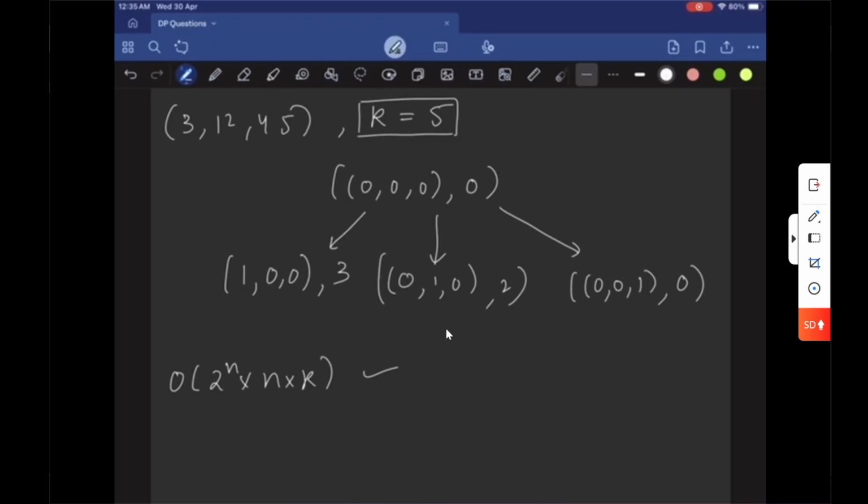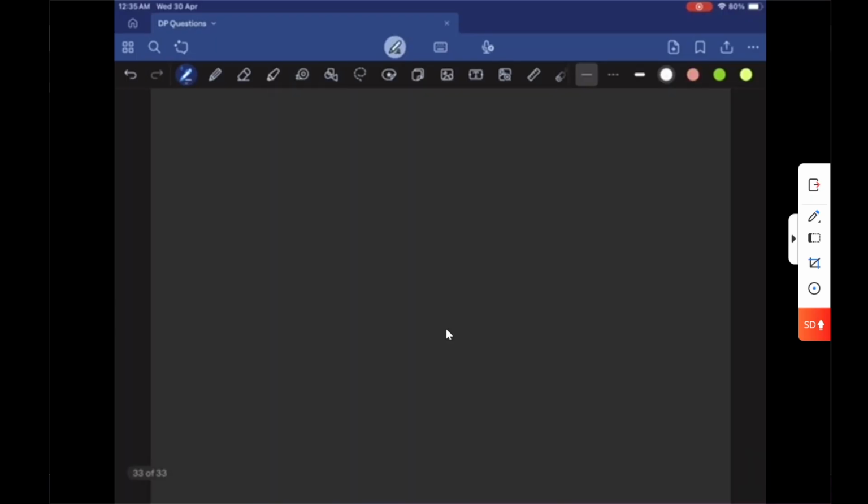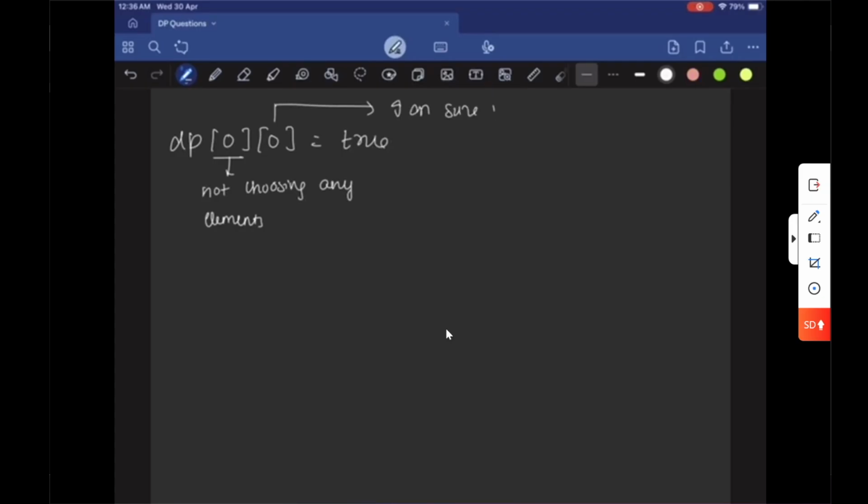So let us have a quick go through of what that particular part of code would look like. I would have dp of 0 comma 0 is equal to true, because by not choosing any elements, I am sure to have remainder equal to 0, because the number formed is 0 obviously. So the remainder is also 0, so I can say yes.